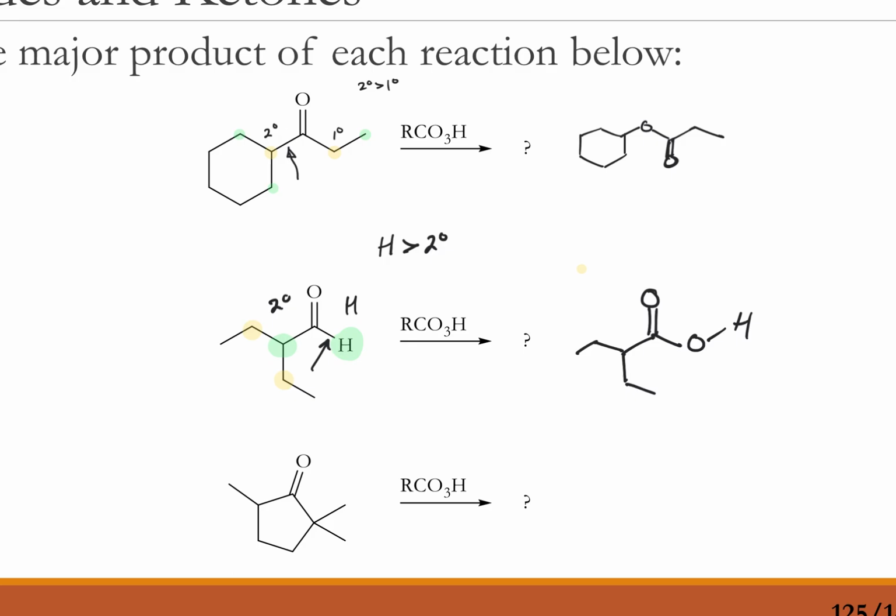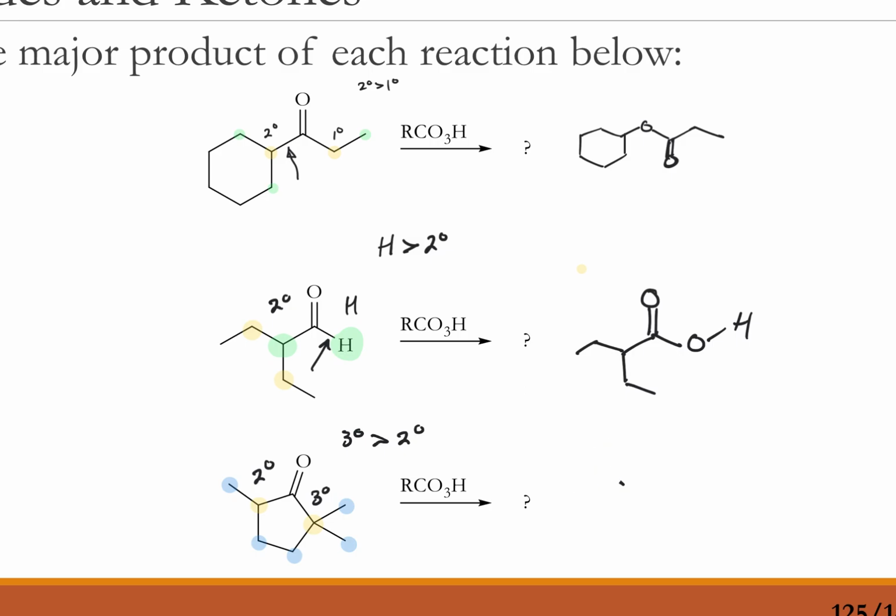And then for the final reaction, we've got that carbon versus this carbon. We've got 1 and 2, so we make this a secondary group, and we've got 1, 2, and 3, so we have a tertiary group, and tertiary groups have a higher migratory aptitude than secondary. So we're going to get a lactone here.